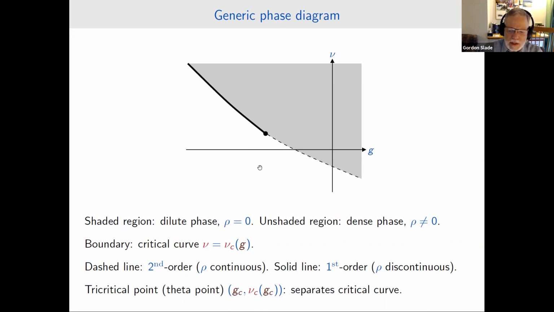The two regions, the dilute phase and the dense phase, are divided by this curve here, which has two parts to it. This dashed line is a second order curve across which the density is continuous. So the density is 0 here, and it's also approaching 0 as the second order curve is approached from the dense phase. Whereas this is a first order line across which the density is discontinuous. And this point here is maybe the most interesting point in the diagram. That's the tricritical point, or the theta point, which separates the first order part of the curve from the second order part of the curve. So this is the kind of picture that one might expect, and we'd like to try to verify it in some case.